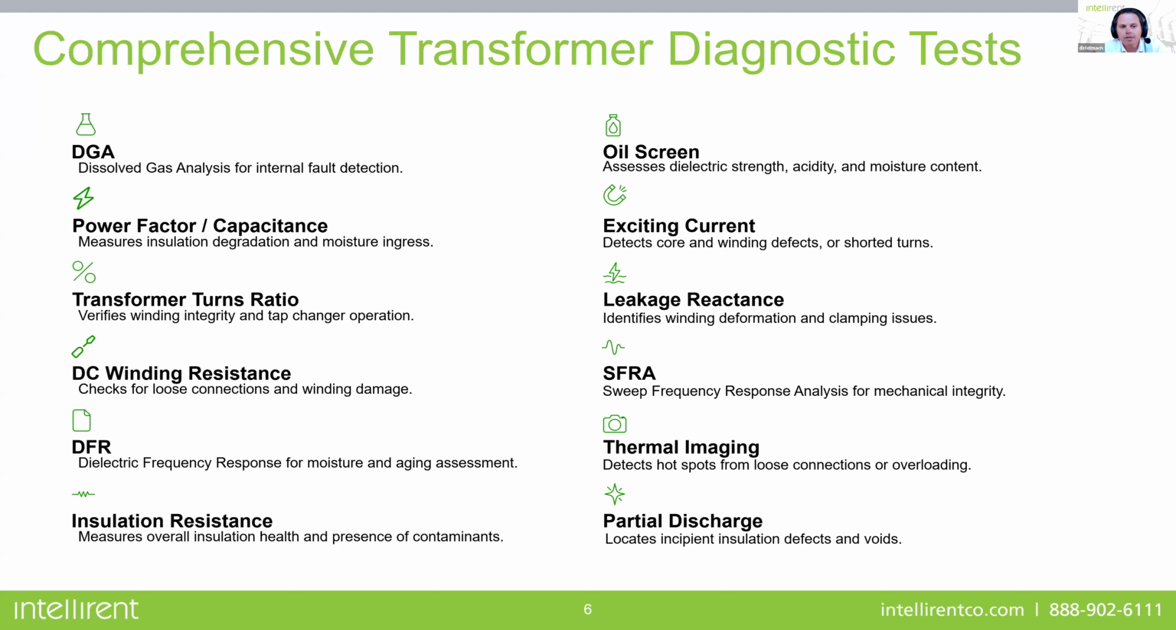Thermal imaging is really popular these days, and now thermal imaging cameras can even find PD, and it's really exciting to see that evolve over time. And partial discharge is becoming more and more popular for online PD as well. So a really big toolkit that everybody has. And these are the tests that I'm going to focus on today for transformer testing: power factor, TTR, DC winding resistance, DFR, exciting current, leakage reactance, and SFRA.